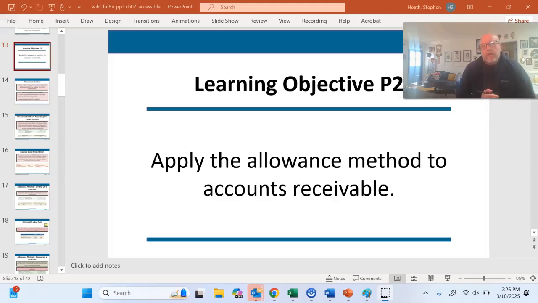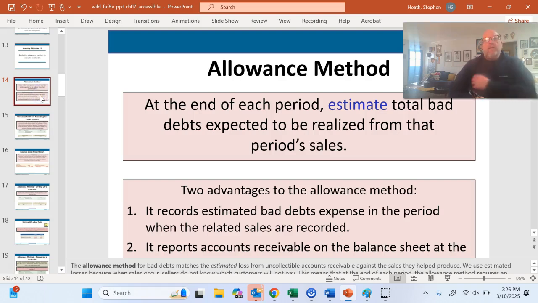Okay, accounting for bad debt expense using the allowance method. I want to say this is probably the most intense lecture of this chapter, and for the most part, I think it might be okay. I'm going to go back and forth between the PowerPoint slides and my scribbling.